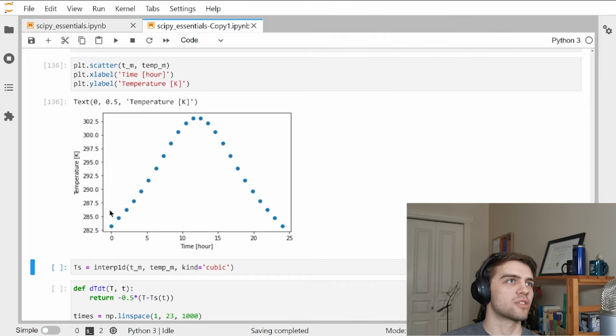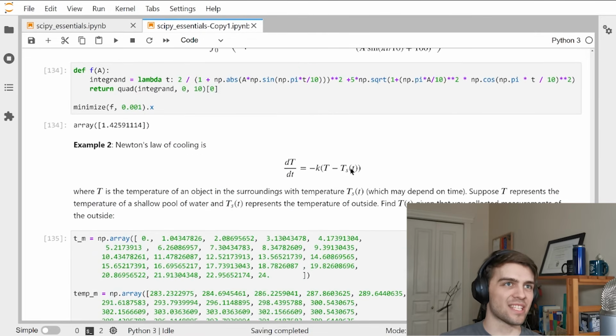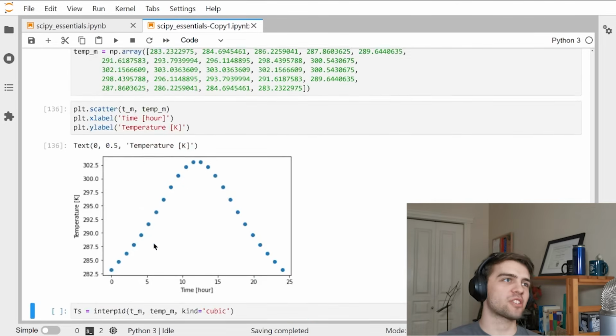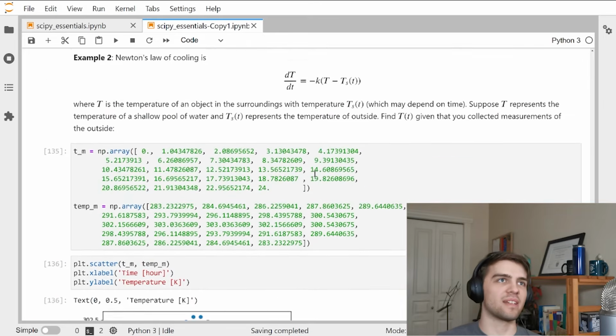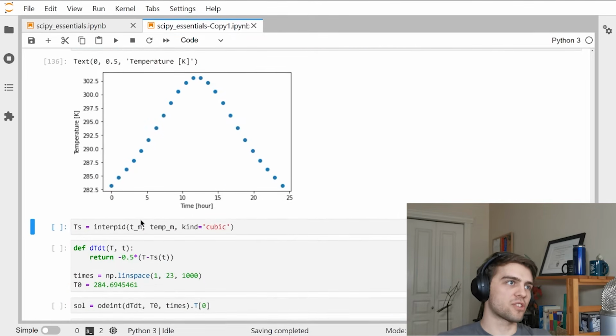And so here's your temperature throughout the day. And of course, this is Ts(t), but of course you need a function here. If you're solving a differential equation, you can't just have these data points. You need a function that gives you Ts(t). And so the first thing to do is to make an interpolation function.